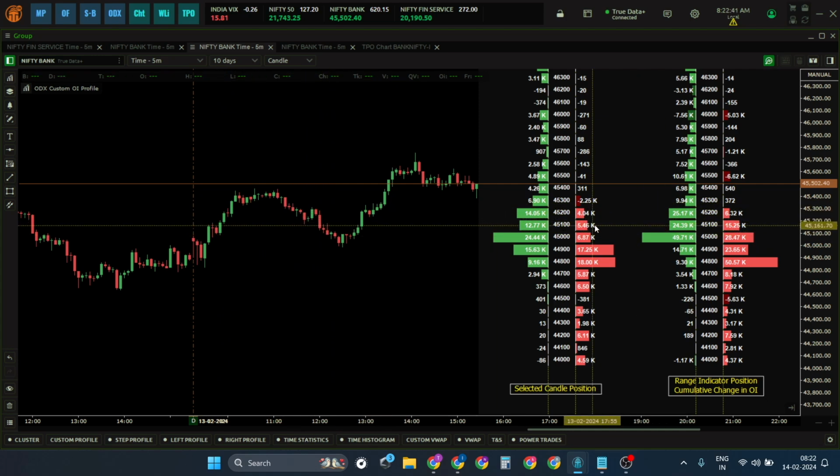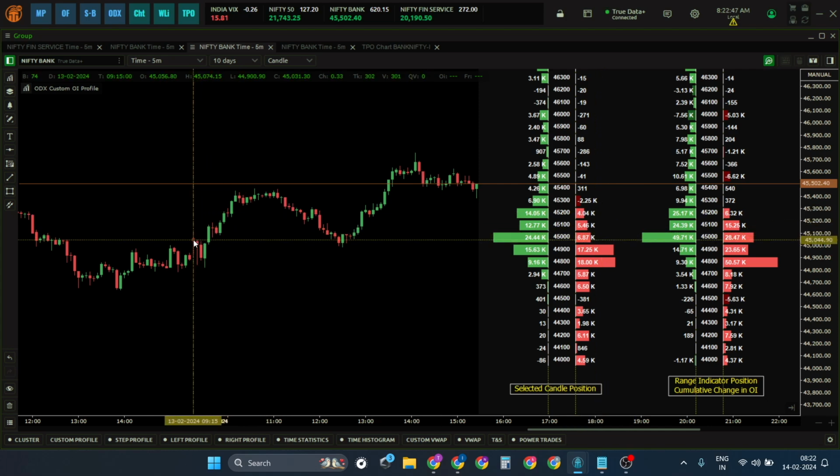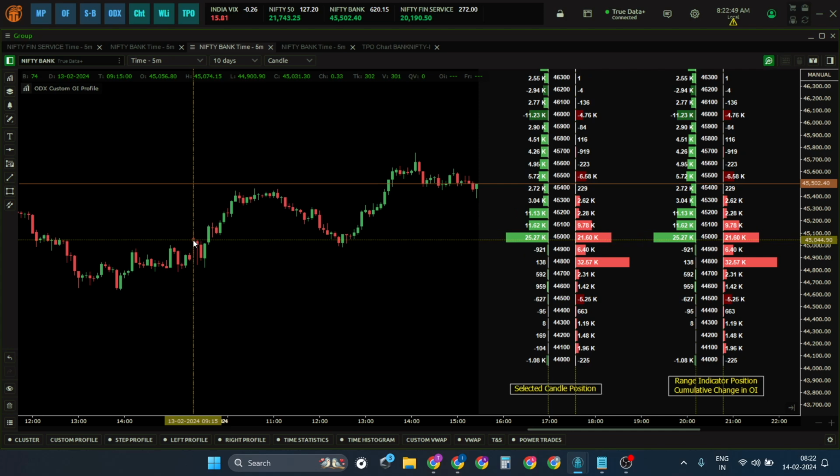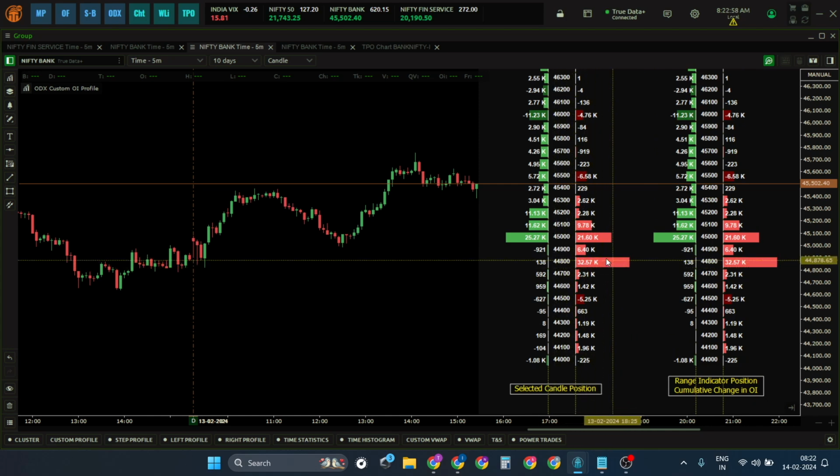So now let's combine both these candles and understand it much better. After clicking on the first candle, you can see what the data is. We can take it from here. At 44,800 we have positions on the put side. So put shorted at 32.57k, and thereafter at 45,000 we are seeing some straddle sort of thing, right?